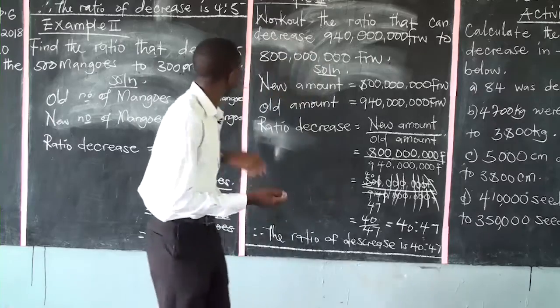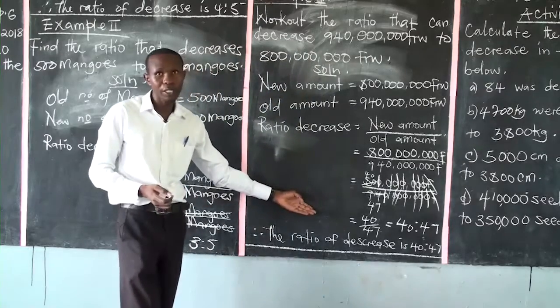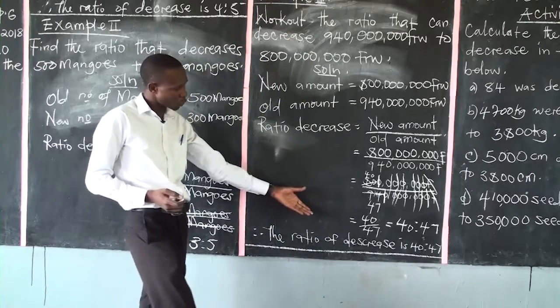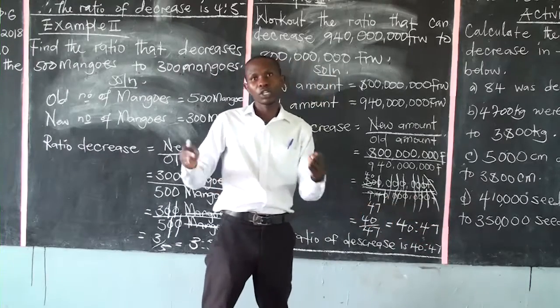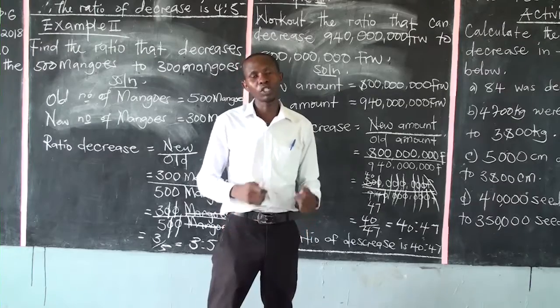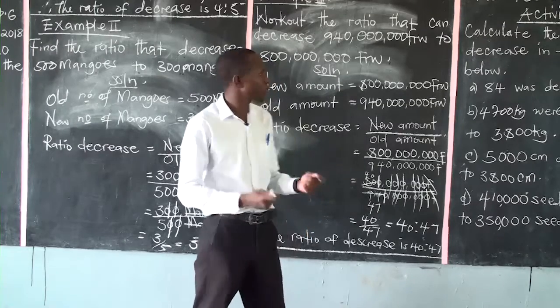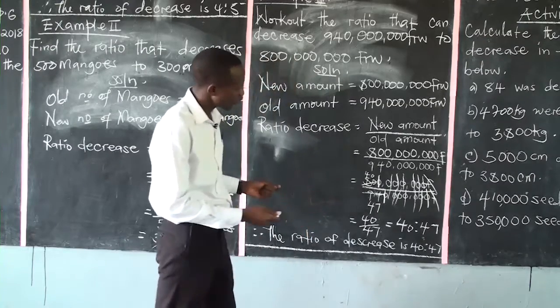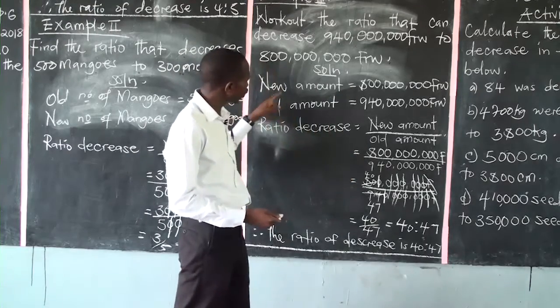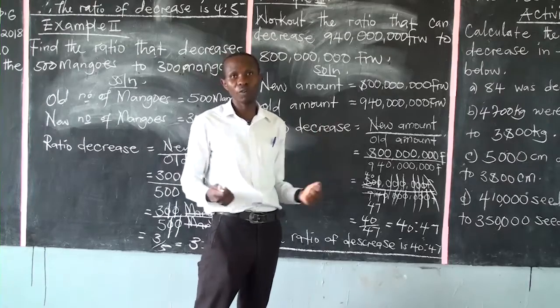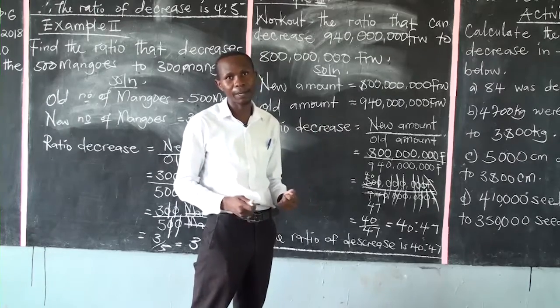Okay? I told you previously in the other examples that if you want to prove this right, just get the first ratio out of the second ratio times the original number. Once you multiply with the original number, you will come out with the correct answer. Once you multiply out and you come out with the new number, that confirms that it is a correct number.